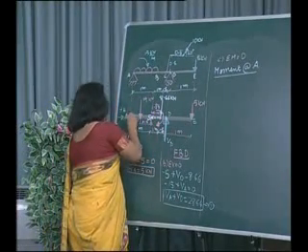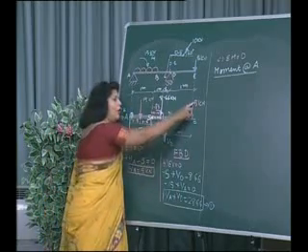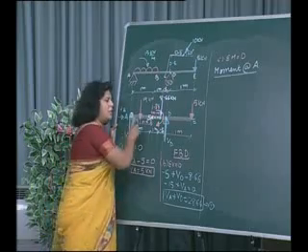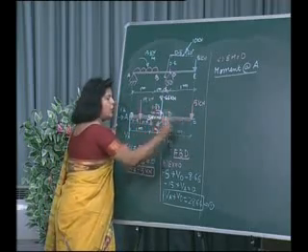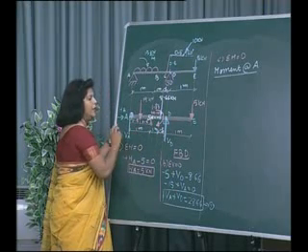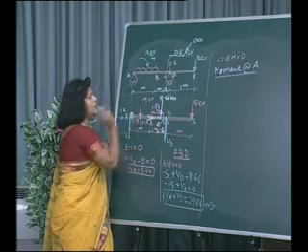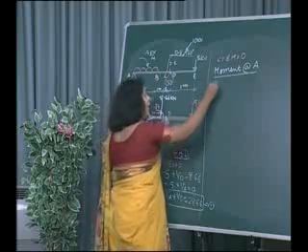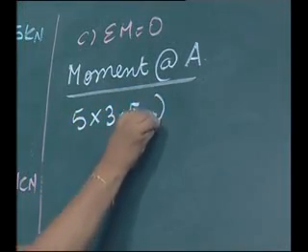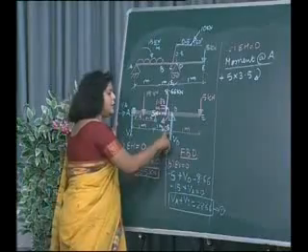We start with the first, 5 kilonewton. So we are taking moment at this point. We have to consider the distance between the line of action of the force and the point where we are taking the moment. So what is the distance? 1, 0.5, 1 and 1. So how much distance is it? 1, 2, 3 and 3.5. So 5 into 3.5 in the clockwise direction. Clockwise is taken as positive.